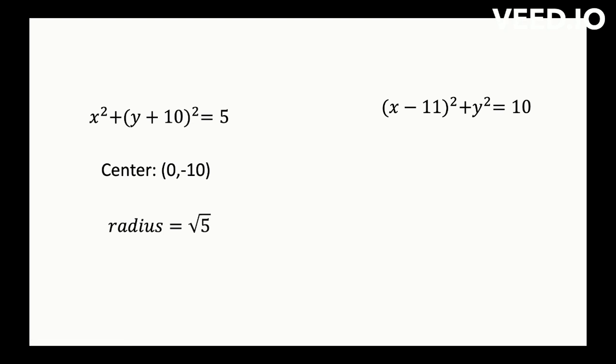Another problem. (x - 11)^2 + y^2 = 10. So we need to find the center first. The y squared is the same as (y - 0)^2, so then our center will be just at (11, 0). And then to find the radius, we know that r squared is equal to 10. To find r, we take the square root of 10, which gives us the square root of 10 as the radius.